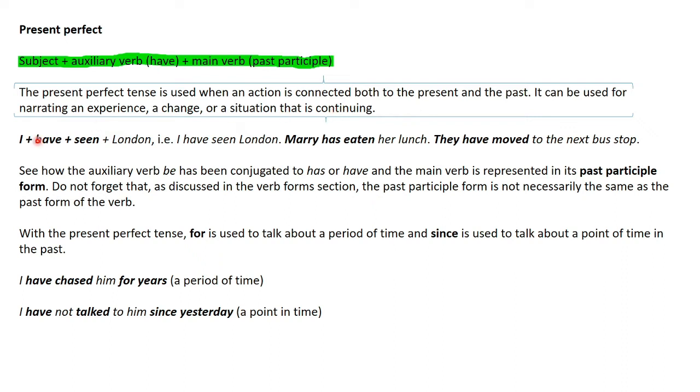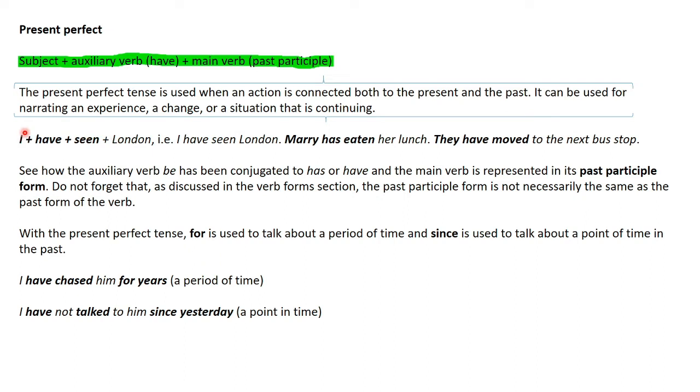For example, I have seen London. So this is something that I did in the past, but now I can tell everyone that I've seen this place. Now this is something that is going to be part of my life, and I'm going to have this experience to share for the rest of my life.